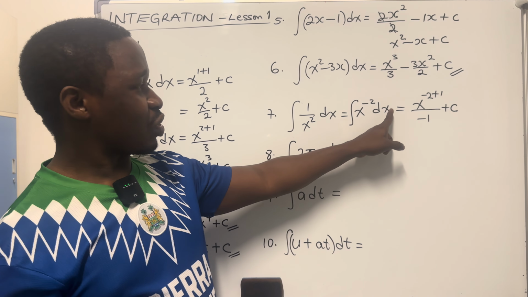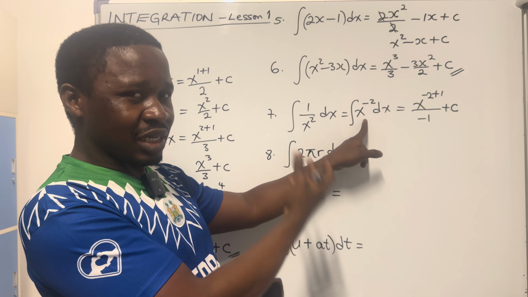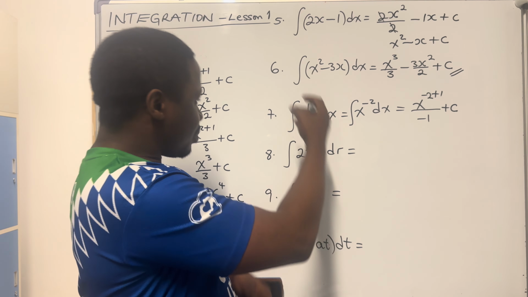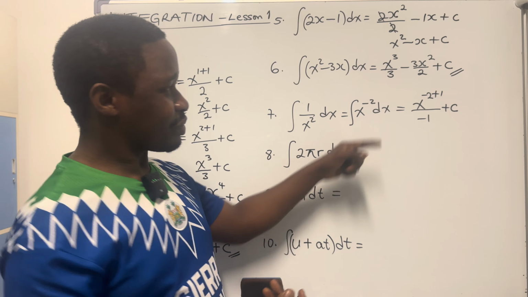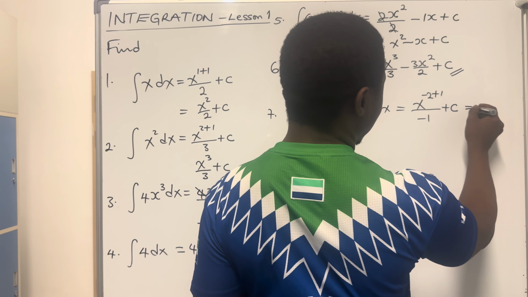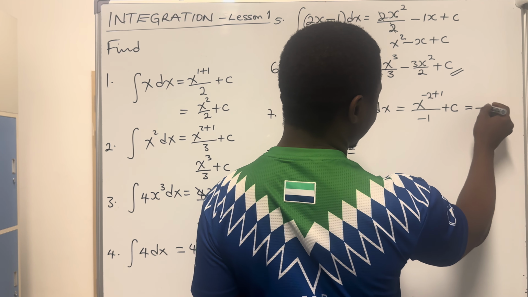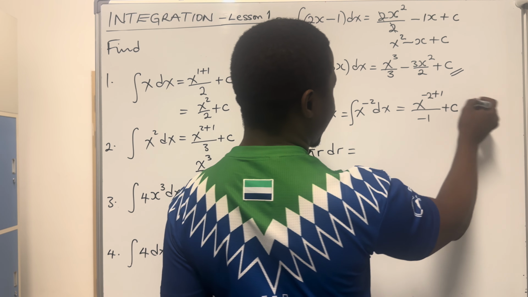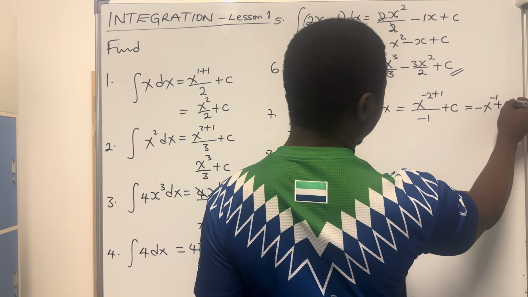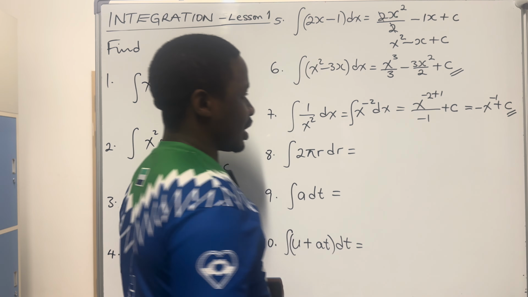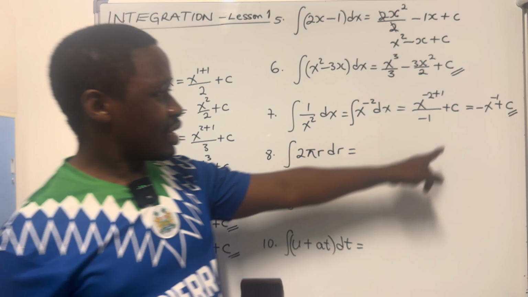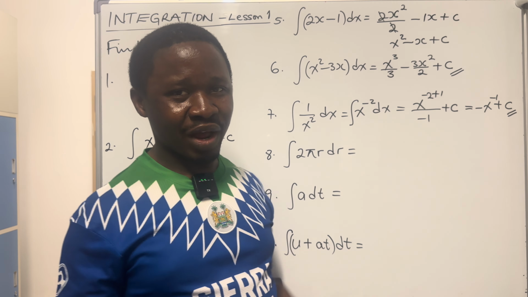Why we don't add plus c here? Because we have not integrated here. We only rearrange it to become like this. So this is now equal to plus divided by minus x raised to minus 1 plus c. Yeah, you can also write it as a fraction as minus 1 over x plus c.